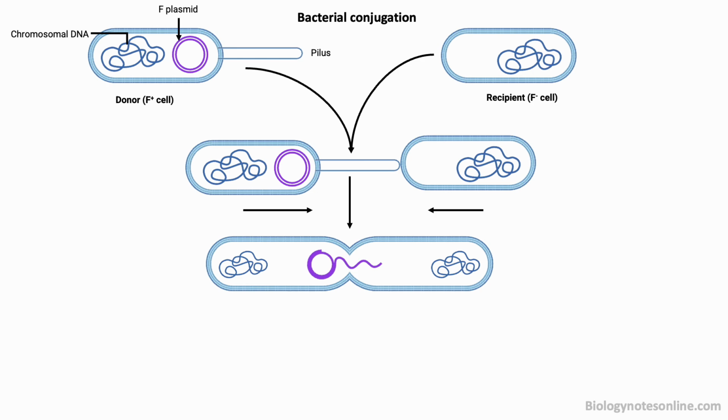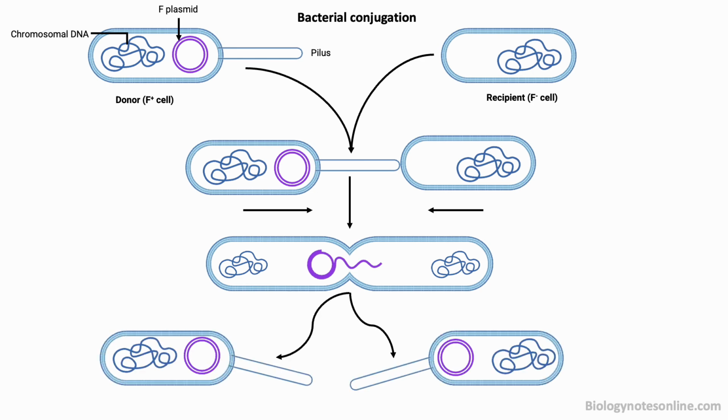Replication of F plasmid. Once the F plasmid enters the recipient cell, it replicates to form a double-stranded copy, making the recipient cell an F plus cell. Separation of cells. The conjugation bridge breaks, and the two cells separate, each now possessing an F plasmid.